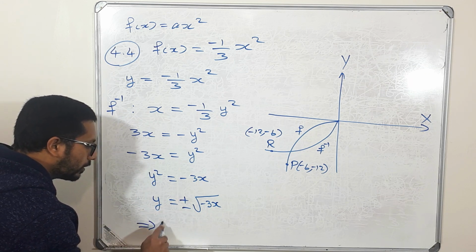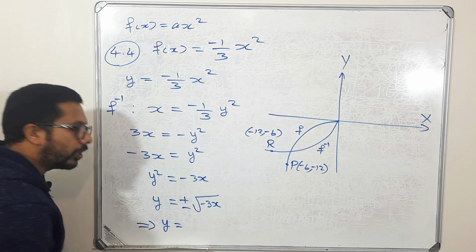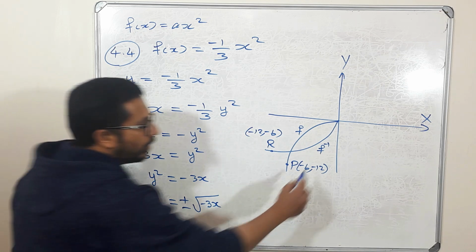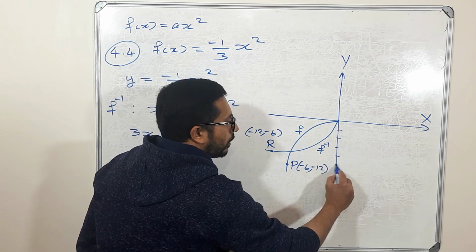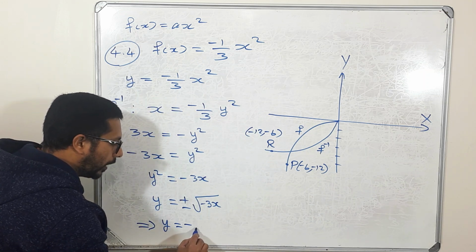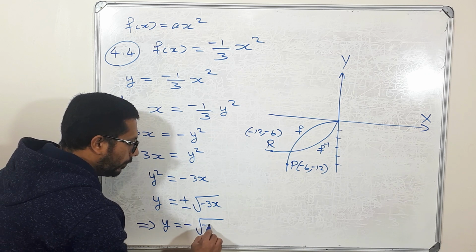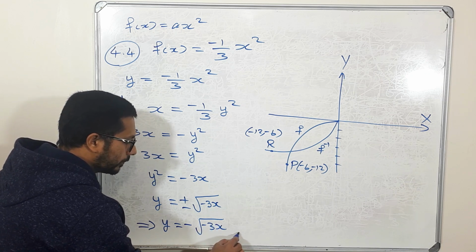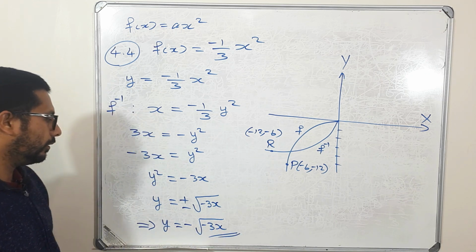It implies that y is equal to, you only want to consider the negative one, because here the y value is negative. So the final answer is minus root of minus 3x. So that is the y value.